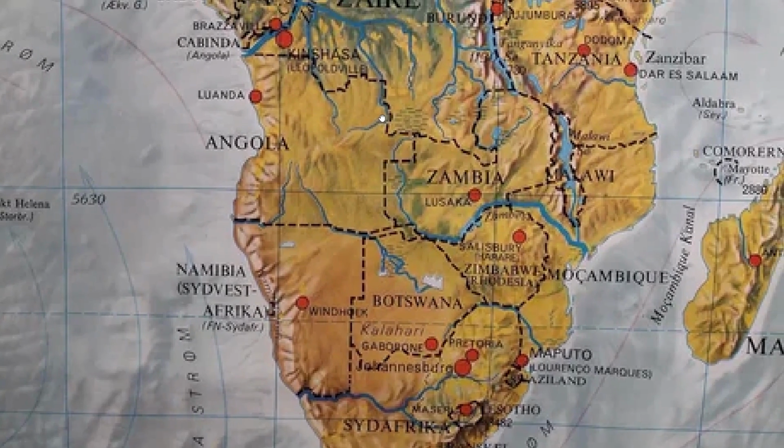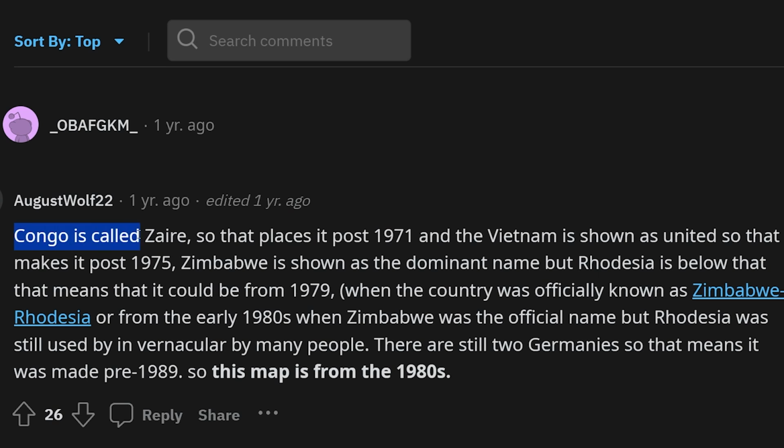I think everything here is independent. The chances are it's probably somewhere in the 80s this was released. Maybe 85. I'm not sure why that number sticks out to me. Congo is called ZAR. See, someone thought of the same exact thing. That means it's post 1971. It's funny to see everyone has different key factors that they look at first.